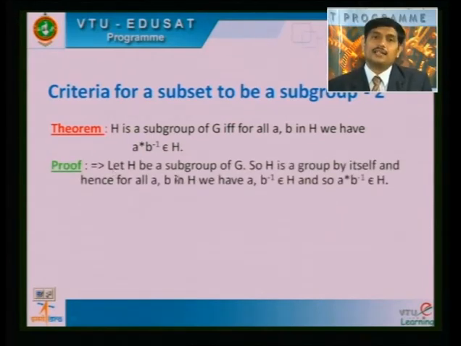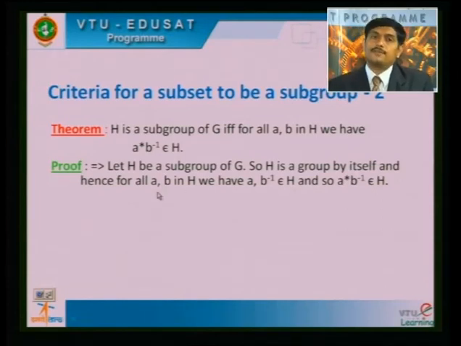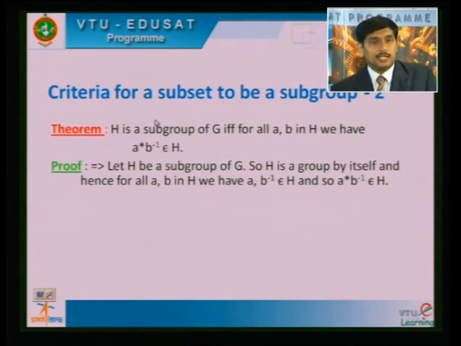Here, first we show that if H is a subgroup of G, the condition holds. H is a subgroup of G means, what is the basic definition? H is a group by itself. And hence for all a, b, if you take two elements in H, we have a into b inverse belongs to H. If a belongs to H and b belongs to H, definitely, as it is already a group, the inverse property is already there. So b belongs to H means b inverse is already there, so a into b inverse belongs to H. Then we can operate a star b inverse, which belongs to H. This is the condition, so the necessary condition is satisfied. Next, we want to show that if this condition holds for the set, then it is a group.